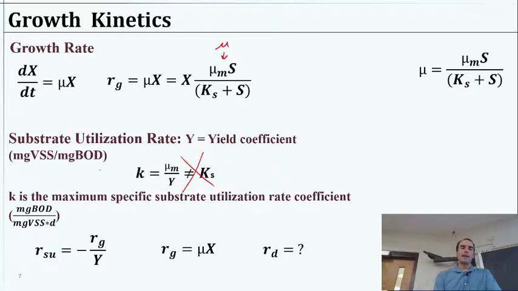So all that to say, we're going to use the substrate according to how fast the bacteria are consuming it in relation to how much mass of bacteria we get. So right here is mass of bacteria per mass of food, right? So if we take our maximum specific growth rate coefficient, divide that by this yield coefficient, that's our maximum specific substrate utilization coefficient. That gives us a value of mass of food per mass of bacteria per time. And usually we'll use days for that time.